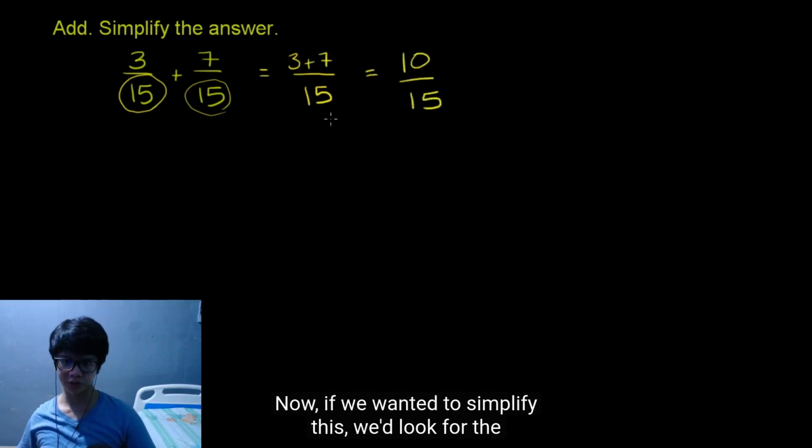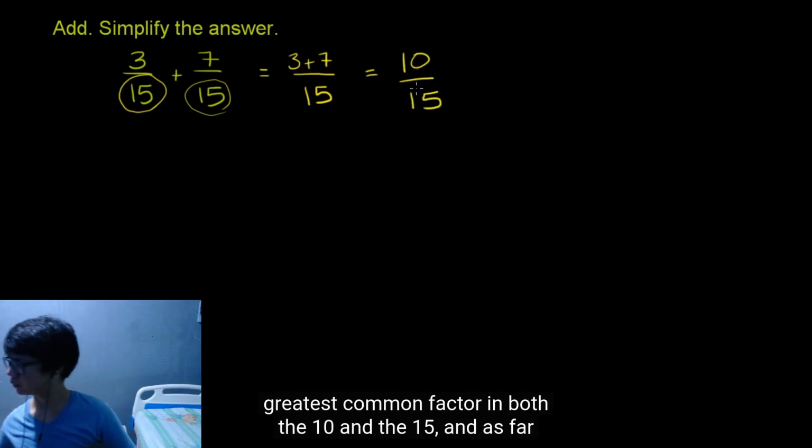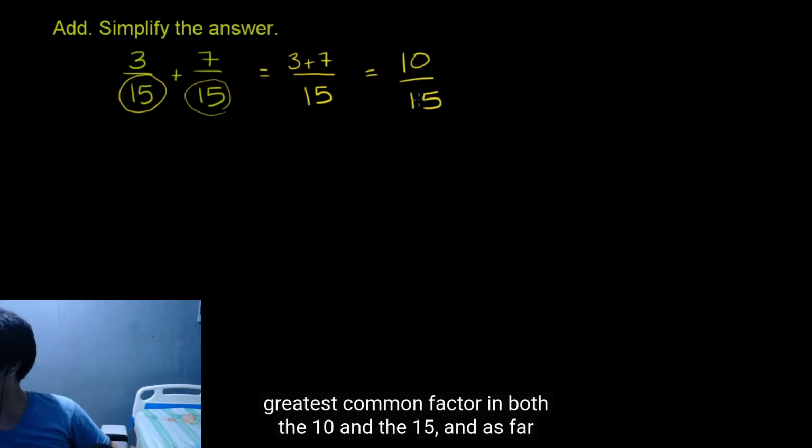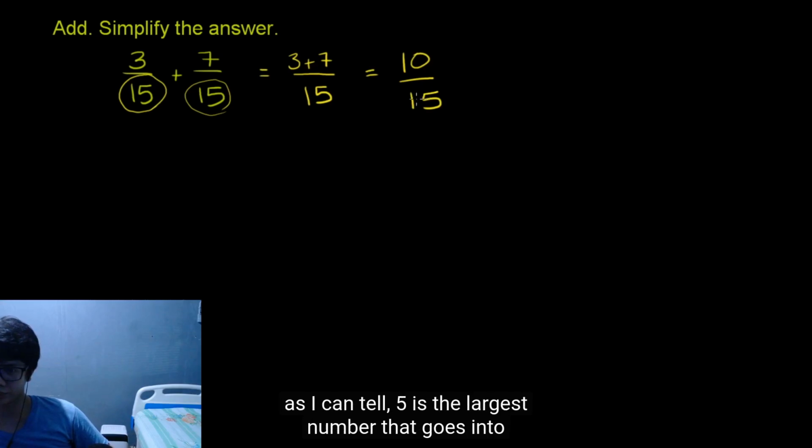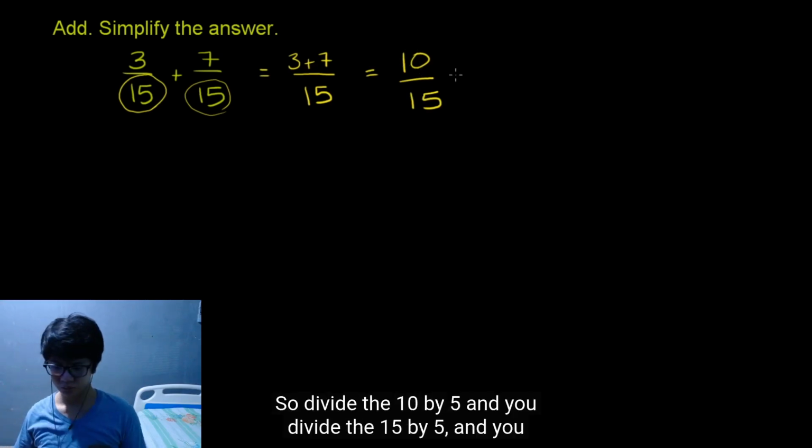Now, if we wanted to simplify this, we look for the greatest common factor in both the 10 and the 15. And as far as I can tell, 5 is the largest number that goes into both of them. So divide the 10 by 5.